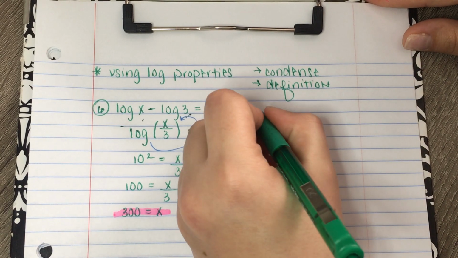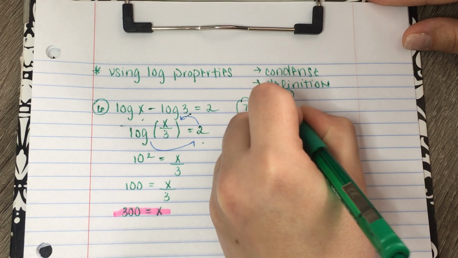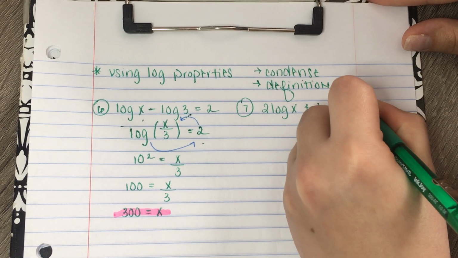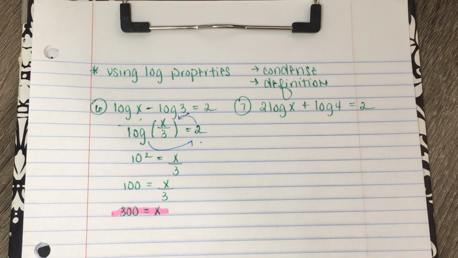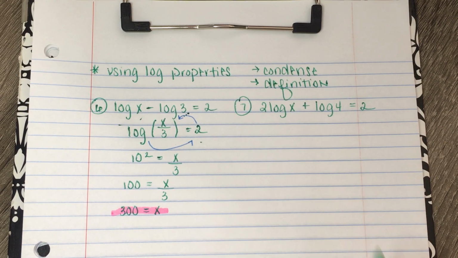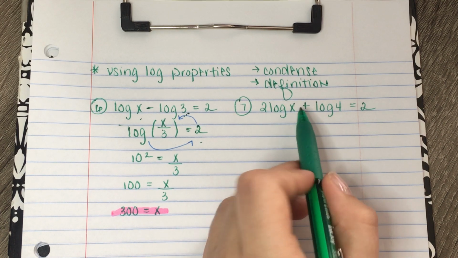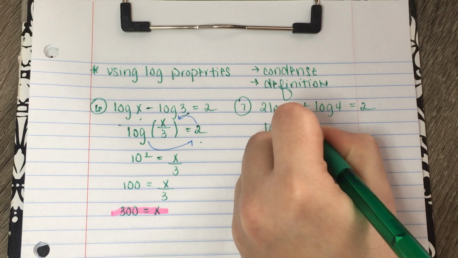All right, we're going to take a look at number 7. And we have 2 log x plus log 4 is equal to 2. So I can't scoop and loop around because I do have 2 logs here. So I'm going to first start off by condensing using my log properties. The first thing I see is that 2 in front. I'm going to bring that to be my exponent using that power property.